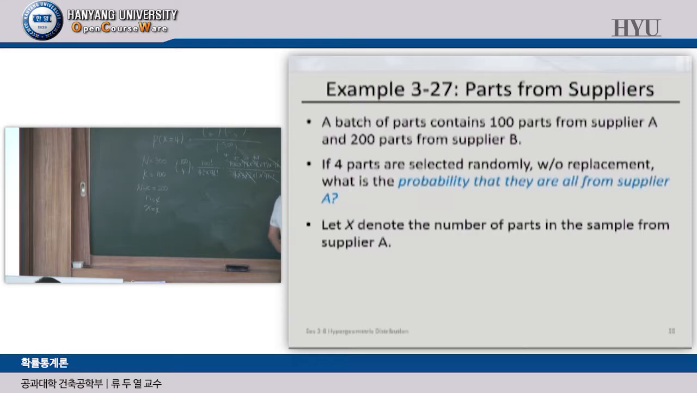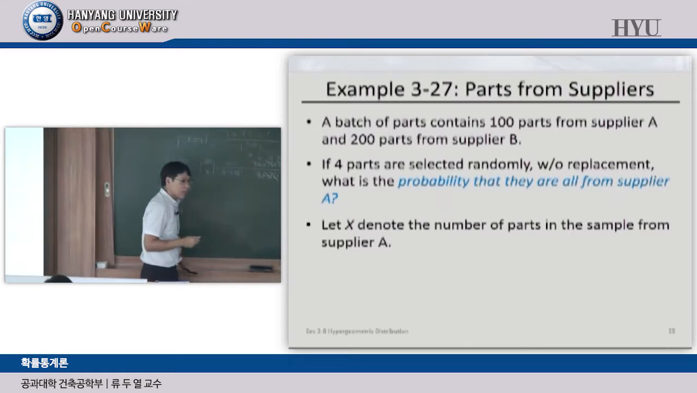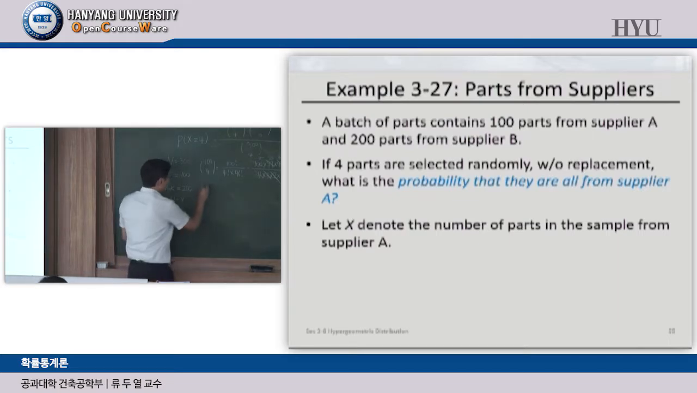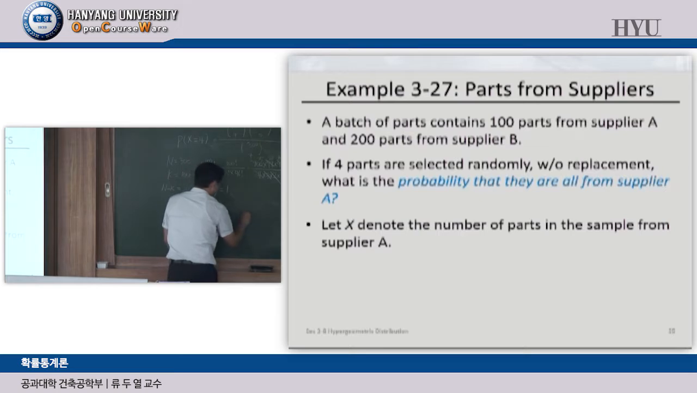That is equal to 3,921,225. Okay? And what is the 200 by 0? That is equal to 1, right? And what is the 300 by 4? There will be 300 factorial over 4 factorial multiplied by 296 factorial.